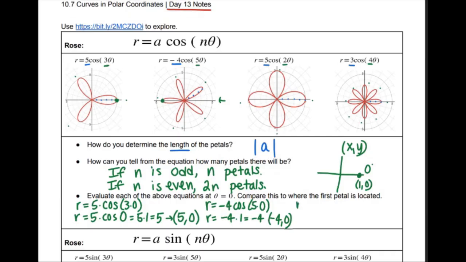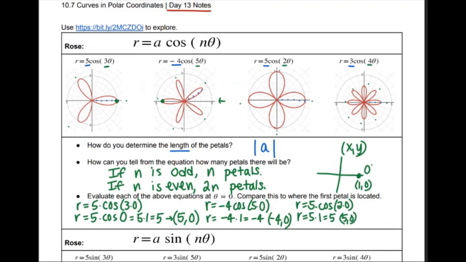And then if we keep going, r equals 5 times cosine of 2 times 0. r equals 5 times cosine of 0, which is 1, so that gives me 5. So we have a point at 5, 0, which would be right here. All right, and then for our last equation, we have 3 times cosine of 4 times 0, which would be r equals 3 times cosine of 0, which is 1, and 3 times 1 is 3, so that gives me a point at 3, 0, which is right there.